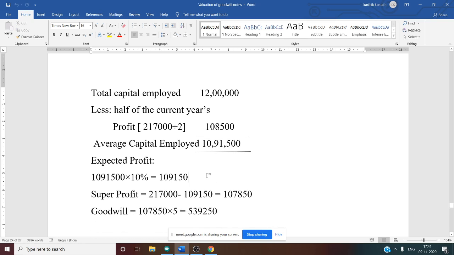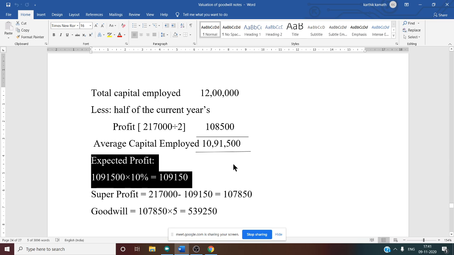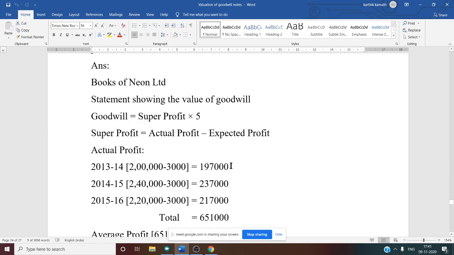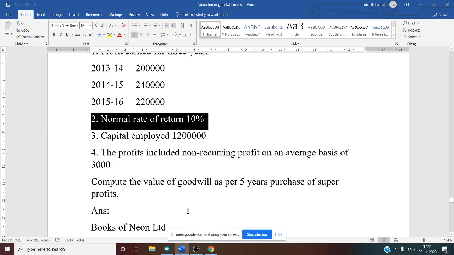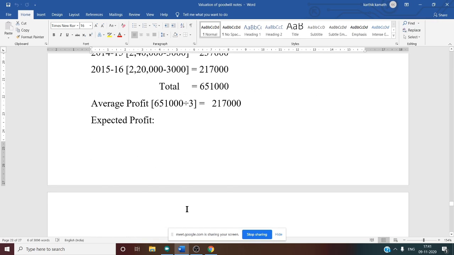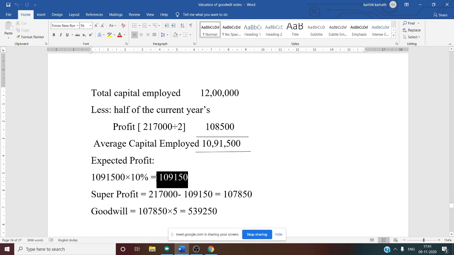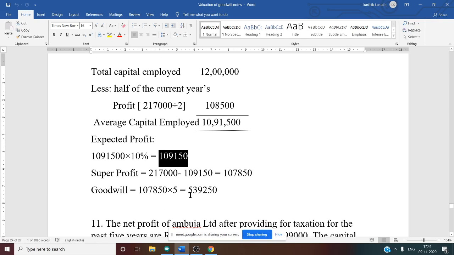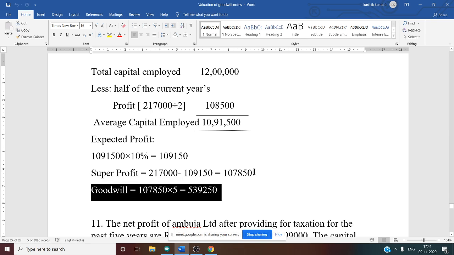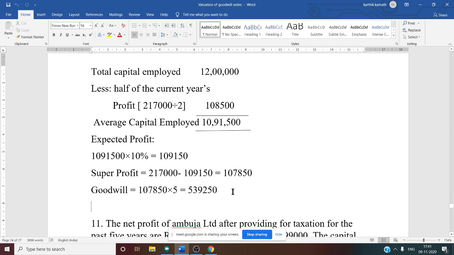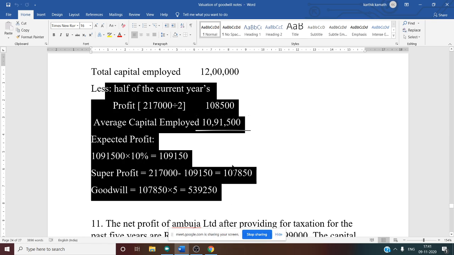Now we can easily calculate all other things. Expected profit is average capital employed into expected rate of return. The normal rate of return given is 10%. Taking 10% on 10 lakh 91,500, you get expected profit as 1,09,150. Super profit is actual minus expected, 2,17,000 minus 1,09,150, which is 1,07,850. Finally, goodwill is super profit into years of purchase, 5. The final answer is 5,39,250, our goodwill.